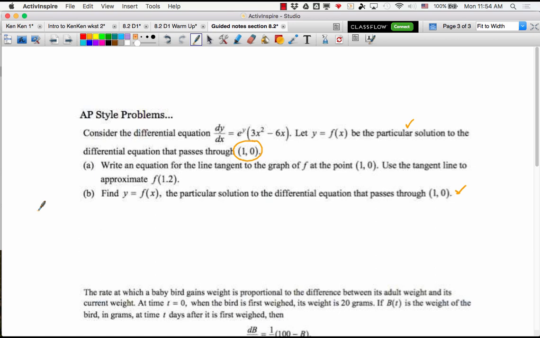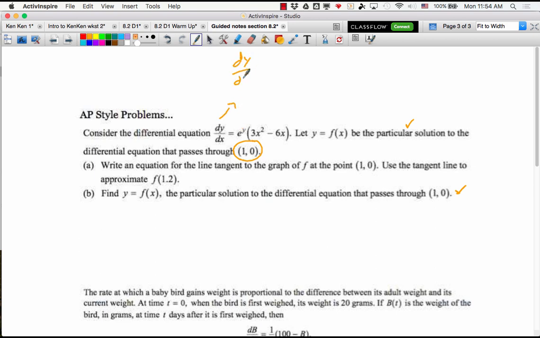I'll give you the point. How will I get the slope? It's the derivative. Derivative's here. So if I plug in a 1 and a 0, plug in a 1 here and 1 here and a 0 there, I should be able to get the derivative. So I would do something like this.